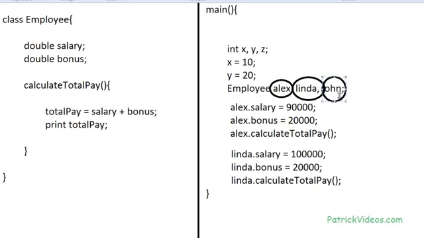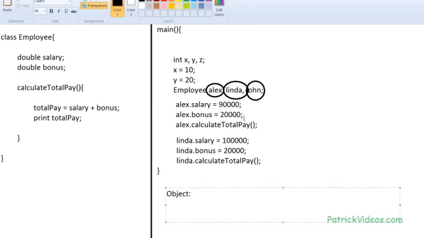This Alex, Linda, and John are what you call objects. So what is an object? An object can be defined as a copy of a class. If you notice, Alex has a copy of the class employee. Because employee has salary and employee has bonus, Alex will also have a salary, also have a bonus, and Alex will have its own copy of calculate total pay method. Since Linda is a type of employee, that means Linda has a copy of employee. That means Linda will have her own salary, her own bonus, and her own calculate total pay method.